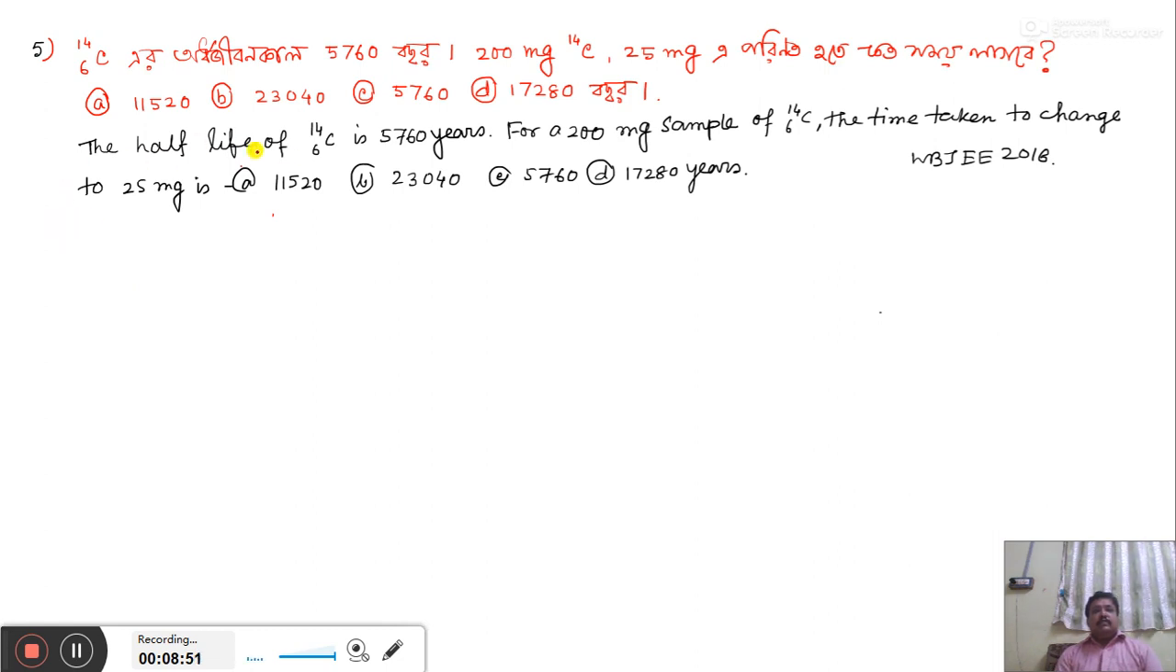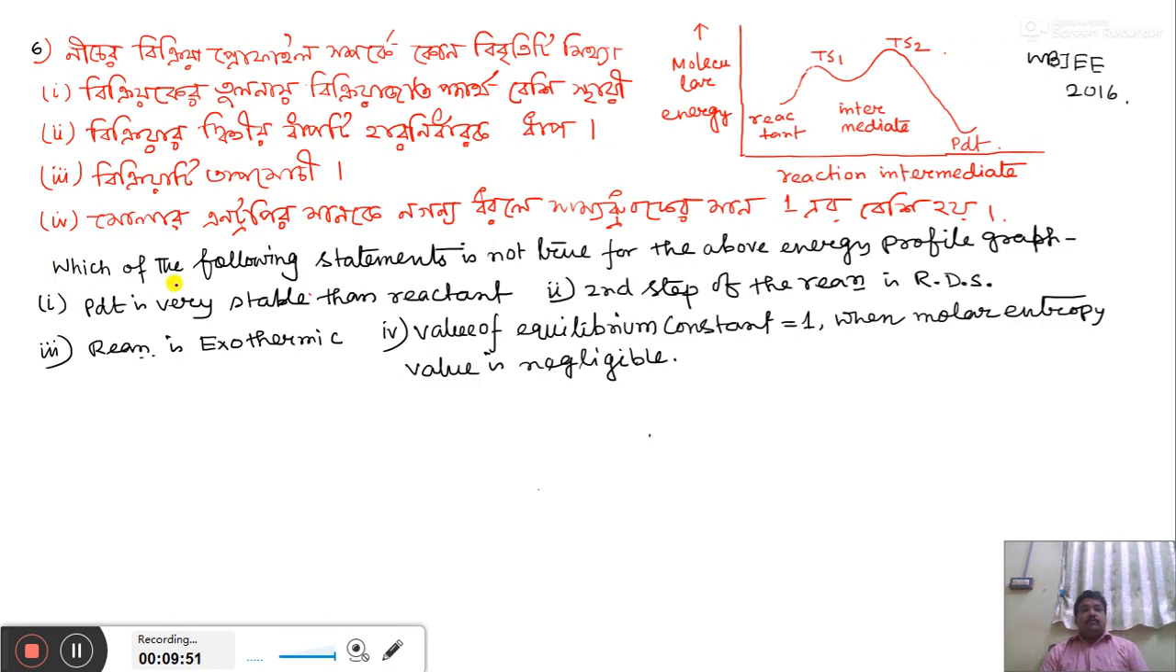My next question is: half-life time for 6C14 is 5760 years. For a 200 mg sample of 6C14, the time taken to change to 25 mg is the following four options. My next question is, which of the following statements is not true for the above energy profile diagram?